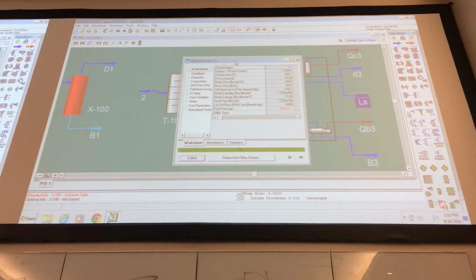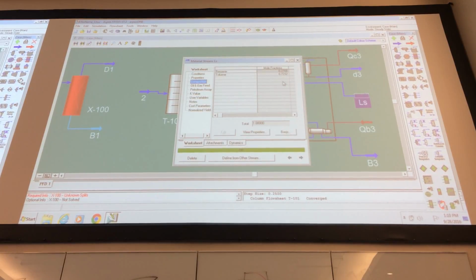There's your liquid side stream. All of this is effectively determined. Why? Because it's basically just coming right out of the column. All of those values are determined by the equilibrium in your column. Here's your composition. Okay. So, any questions?